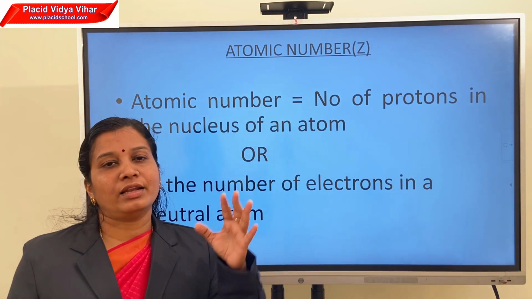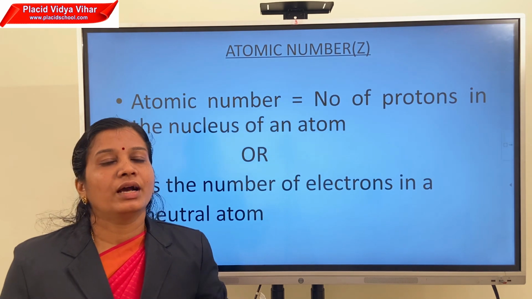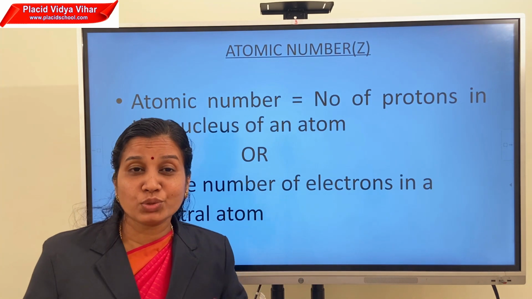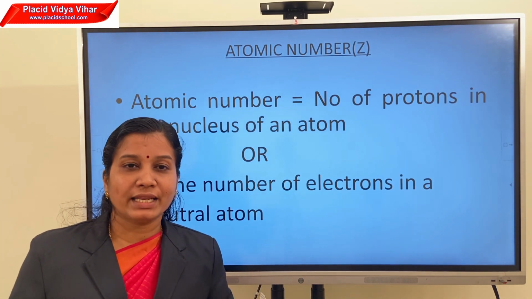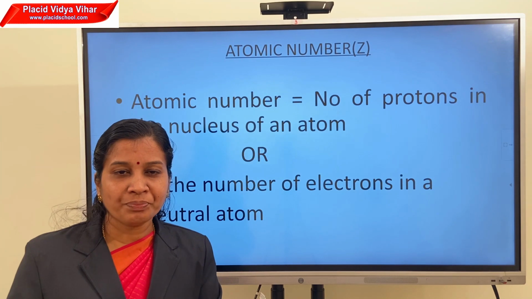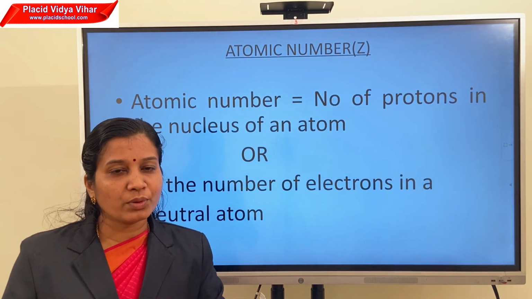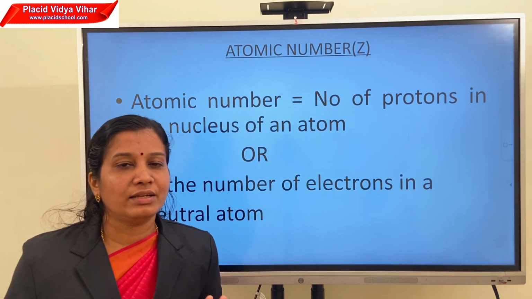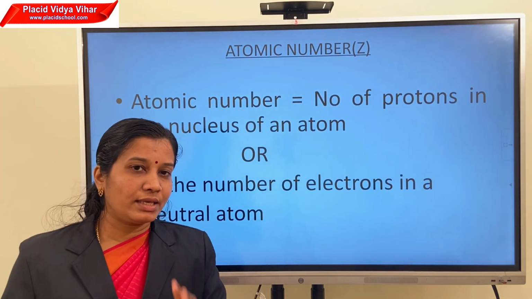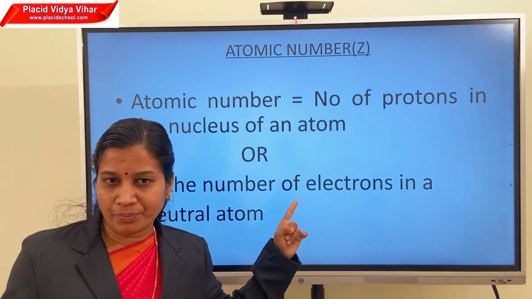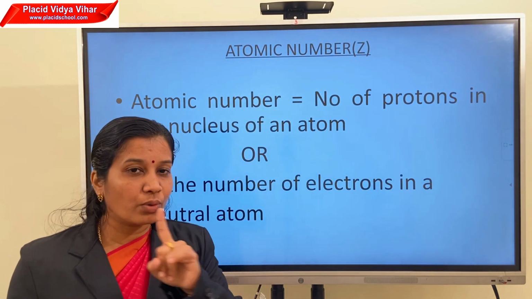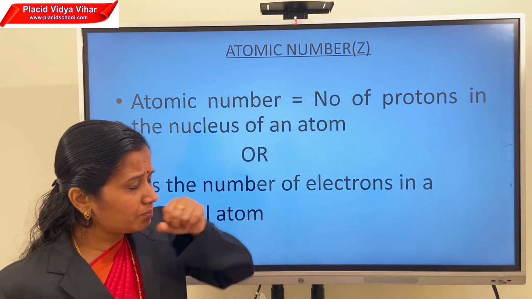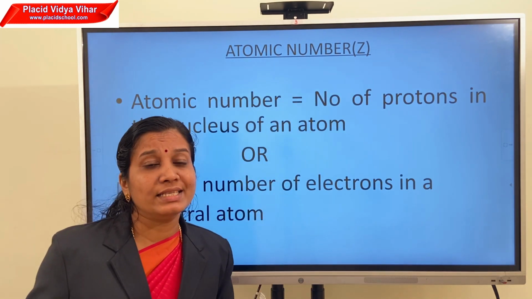We can say that the number of electrons is also equal to the atomic number. But if the species is charged, for example Mg2+, O2-, N3-, etc., the atomic number is not equal to the number of electrons. So the correct definition of atomic number is that it is equal to the number of protons. It is also equal to the number of electrons only in the case of a neutral atom. And we represent atomic number by Z.